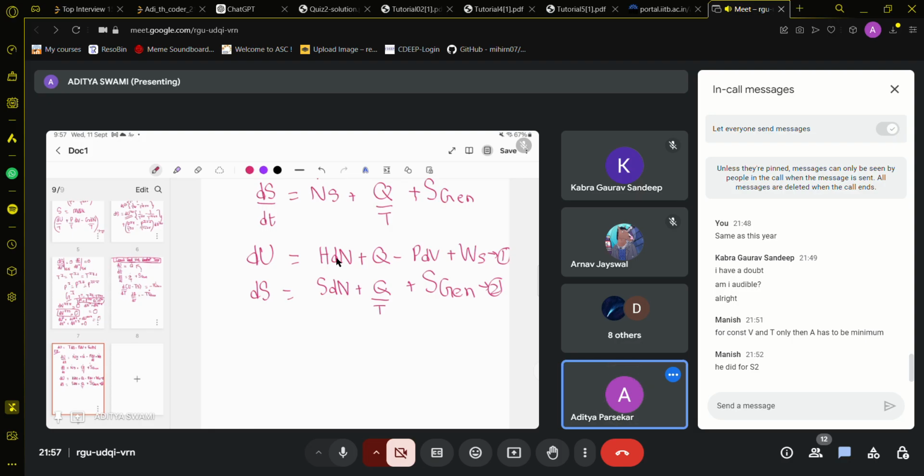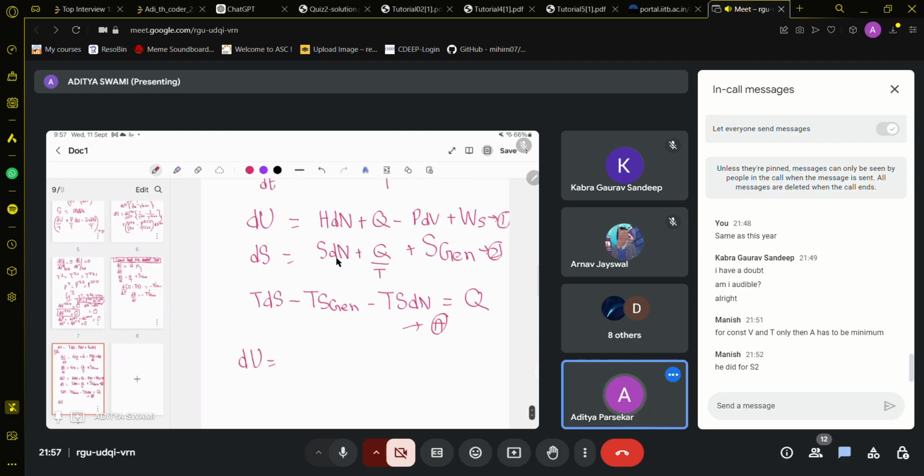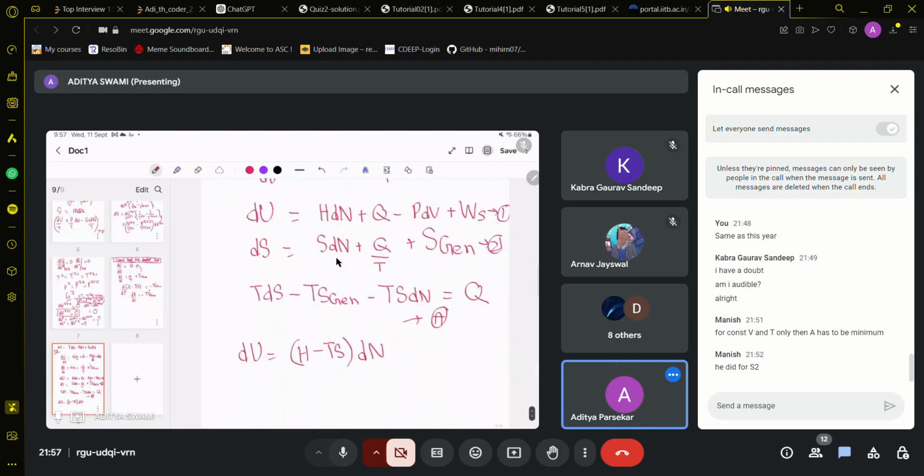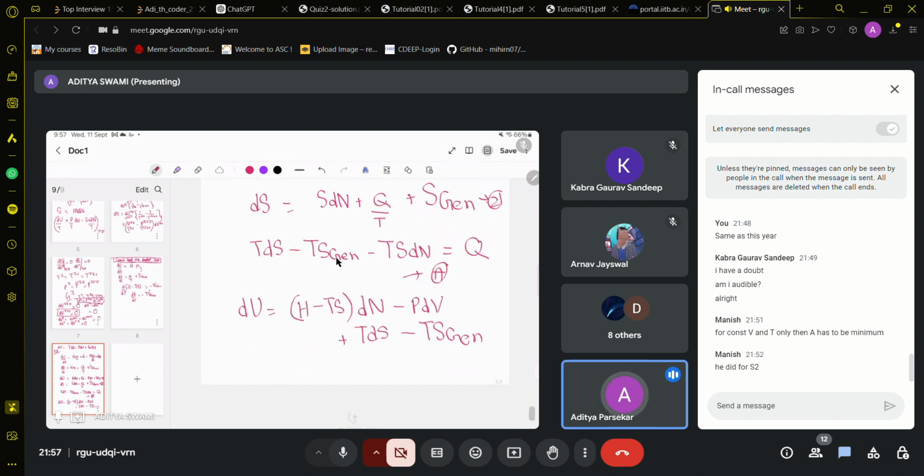So now once you do that, I know that TdS, just multiply by T, so minus T S_gen minus T S_dN equals dQ. If I substitute this equation A into 1 here, I'm going to end up with dU is (H minus TS) dN, in the right path, right? Yeah. Minus PdV plus TdS minus T S_gen. So again, that's basically what you want.